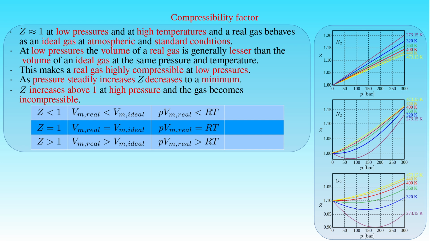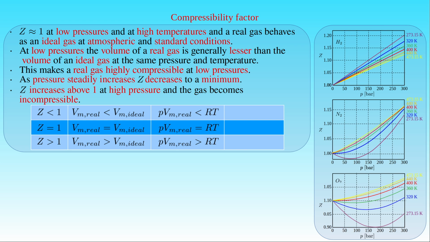In the third line we consider the case when the compressibility factor is greater than 1, that is, the molar volume Vm of a real gas is greater than the molar volume Vm of an ideal gas at the same pressure and temperature. As a result, the product of the pressure P of the real gas and its molar volume Vm is greater than the product of the gas constant R and its absolute temperature T.